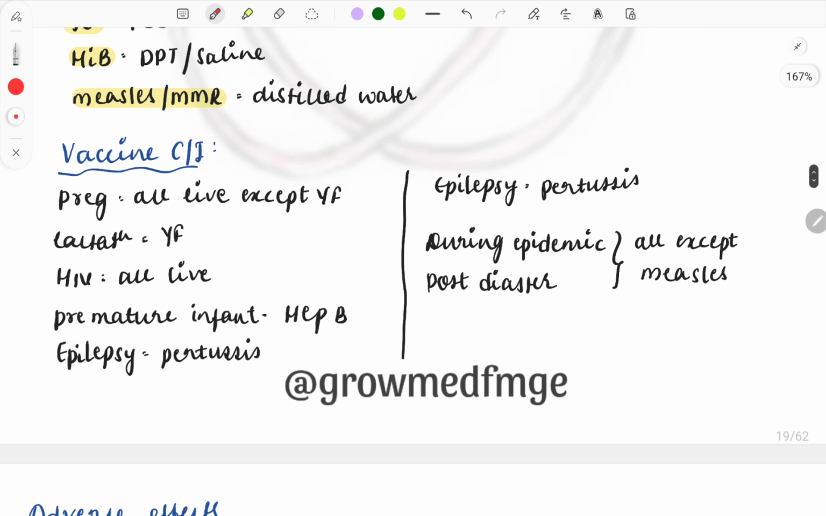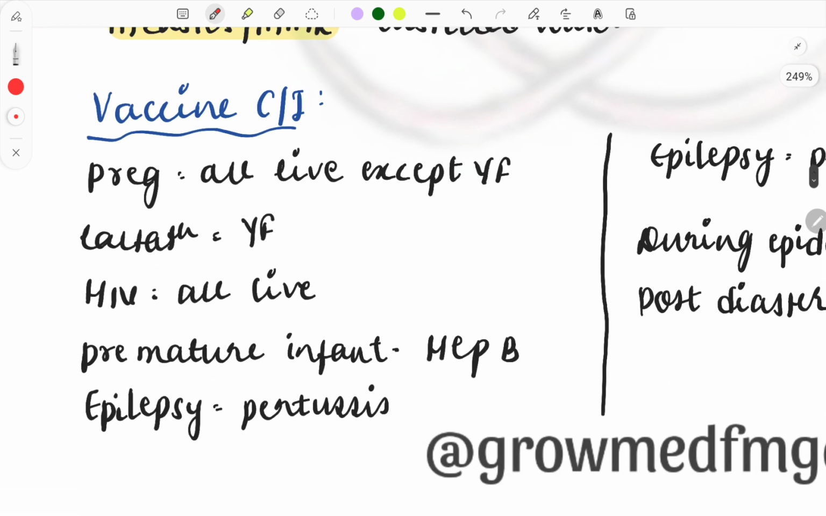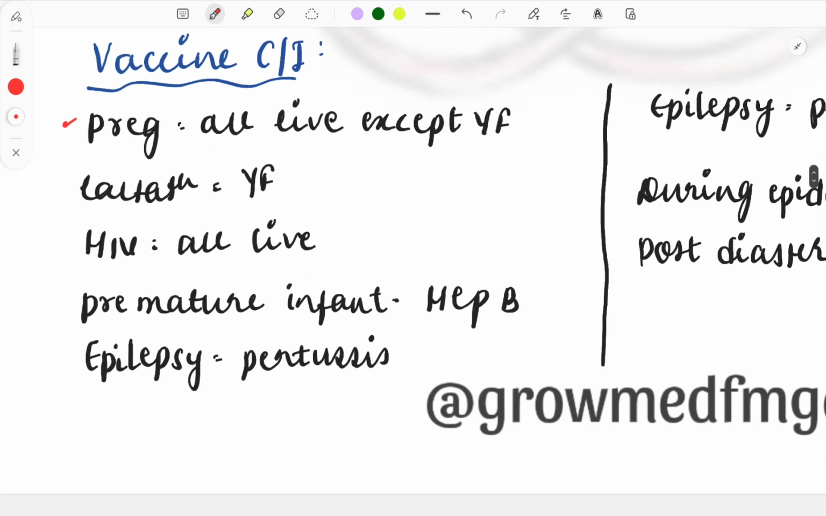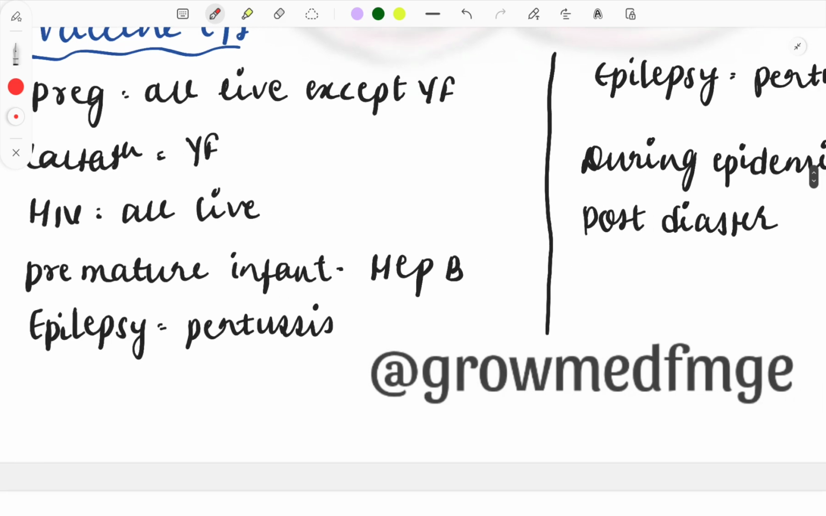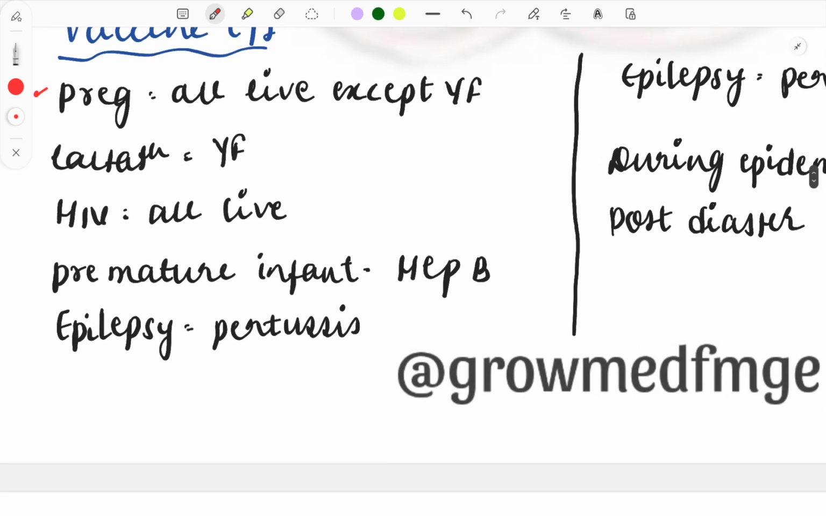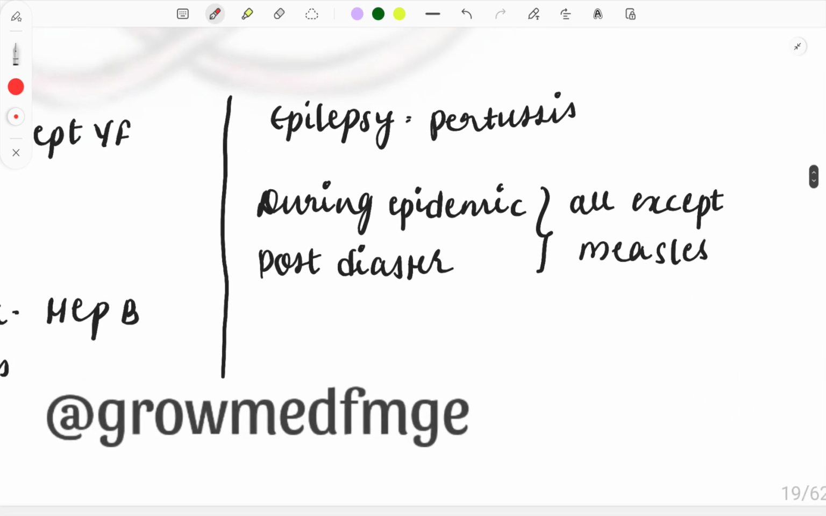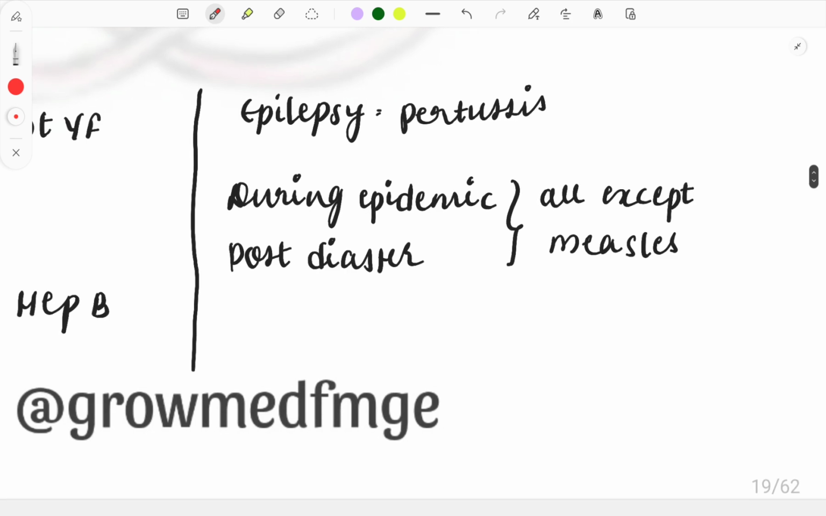And then moving on to the contraindications, this is also important, and we had already discussed pregnancy: all live except yellow fever; lactation; HIV: all live. Then premature infant, HIV, epilepsy, pertussis. Then this one is a PYQ, that during epidemic post disaster, all the vaccines are contraindicated except the measles.